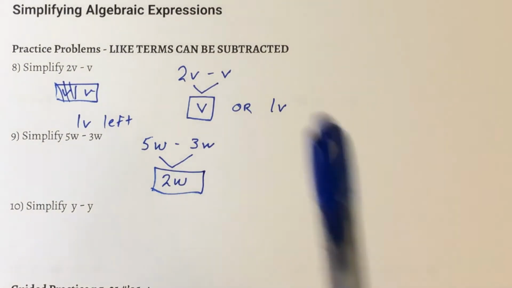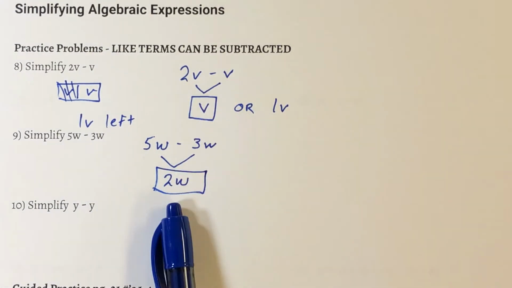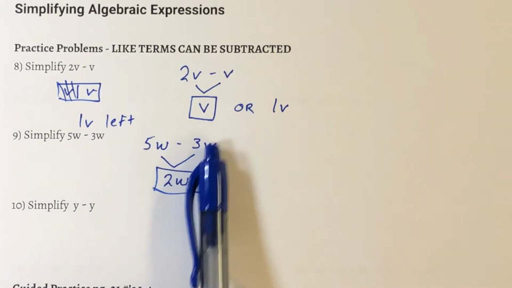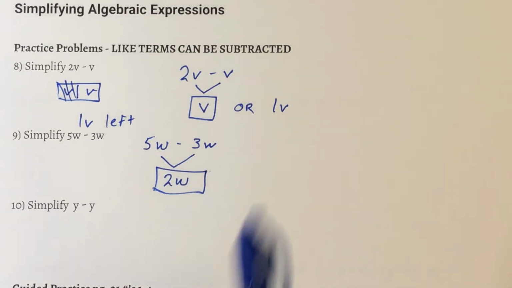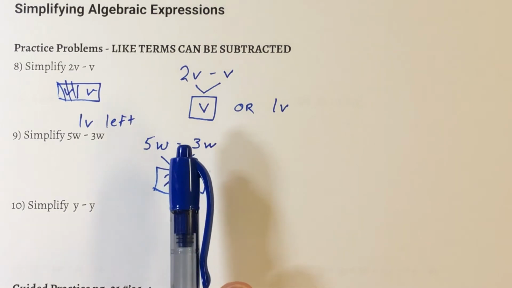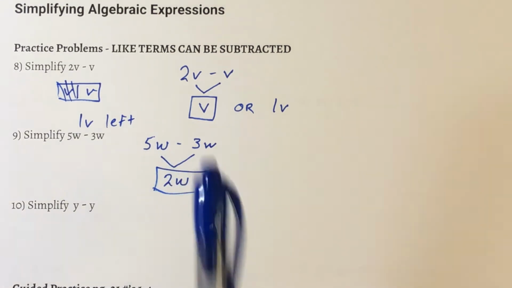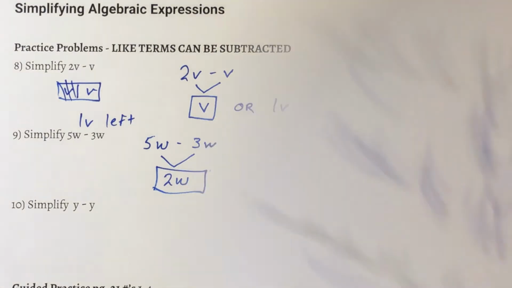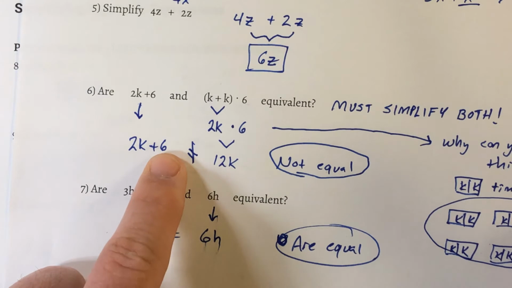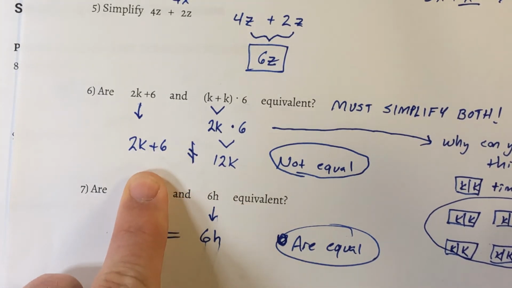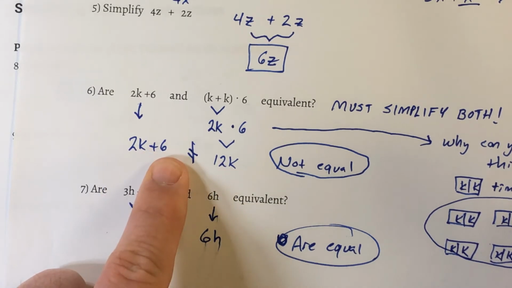Again, I haven't been saying this much, but this can only be done when you have like terms. These both have v's, you can do it. These both have w's, you can do this. If one of these terms did not have a w, you can't do it. Kind of like our previous example right here, 2k plus 6. Do not try to add those. That does not say 6k, so you do not get 8k. Why? Because again, they don't have the same variable. You can't do it. That's the hard part about algebra. There are some things you just can't do and you have to accept it.